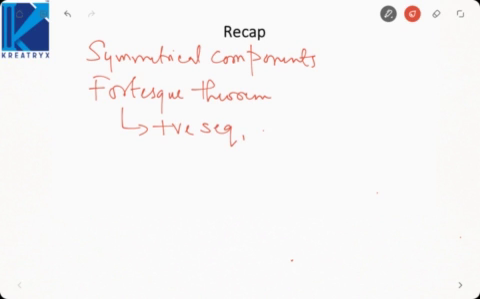So we saw a theorem called the Fortescue theorem, which enables us to break the unbalanced system into a set of balanced phasors and one set of cophasal quantities. In that way I can analyze the balanced system much more easily, because I have to analyze only a single phase and the rest of the phases can be calculated directly by 120-degree phase shift. It can be broken into three sequences: positive sequence, negative sequence, and zero sequence. Zero sequence means cophasal quantities, that is, they have the same phase.